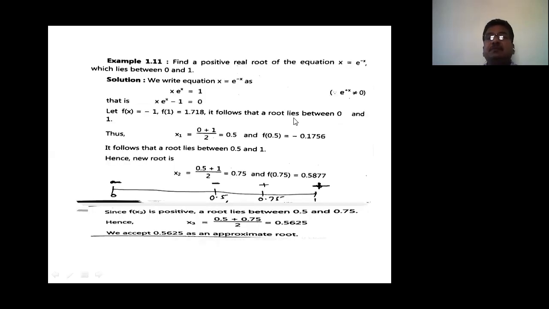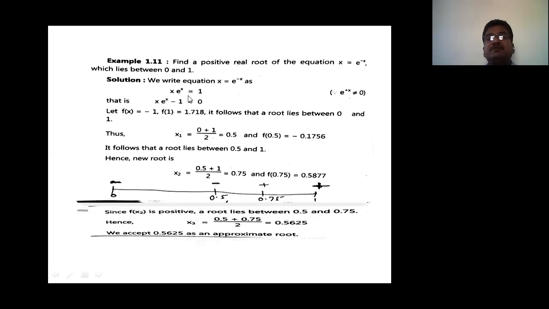So the problem on the method. What is the problem? Find a positive real root of the equation x = e^(-x), which lies between 0 and 1. Here we are given a and b. What are a and b? 0 and 1.